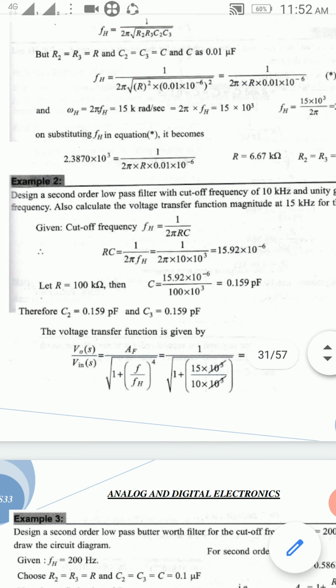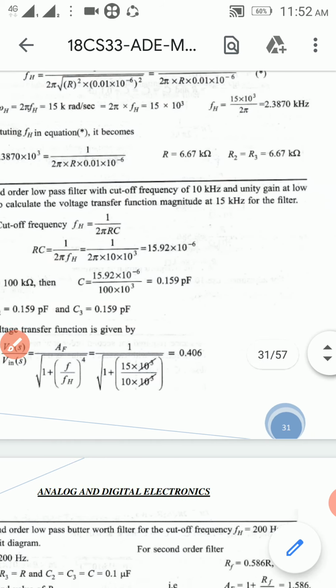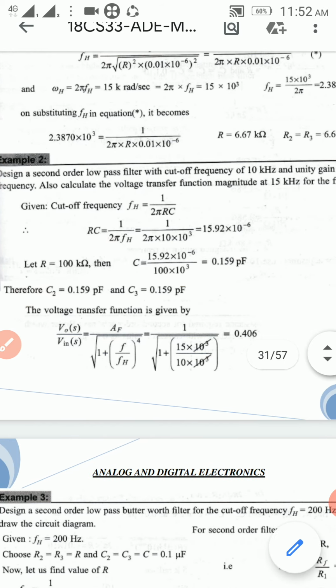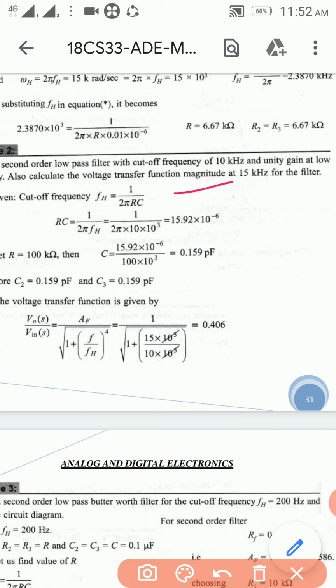see here, design a second order low pass filter with a cutoff frequency of 10 kilohertz, unit gain at low frequency. Also calculate the voltage transfer function magnitude at 15 kilohertz. What exactly? The FH we already know, 1 by 2 pi RC, because of the condition R2 equals R3 equals R and C3 equals C2 equals C. For that, directly FH is 1 by 2 pi RC.